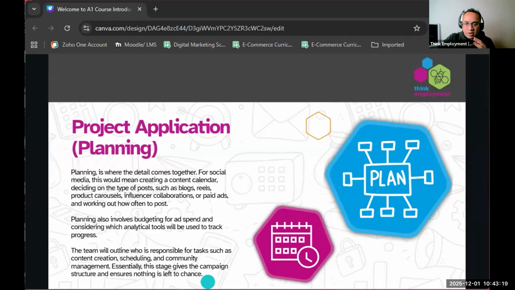So all of this is part of the planning, the whole campaign, deciding on the content types, the type of content you're going to produce: the reels, the carousels, the paid ads, the stories, getting other influencers on board, when their post is going to be out there, whether it's going to be user-generated content, AI content, how much budget you're going to spend. All of this is in the planning.